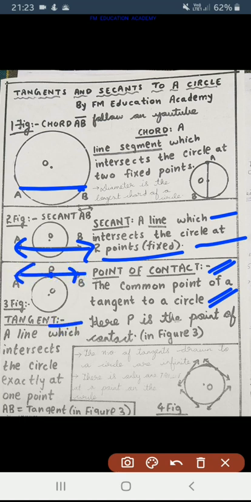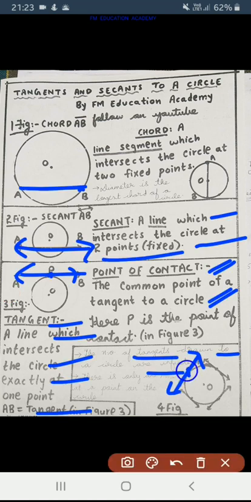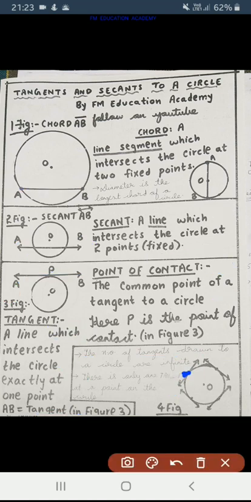Then we have tangent. A line which intersects the circle at exactly one point is called as tangent. Okay, this is called as tangent. Okay, it is intersecting the circle at only one point, and the number of tangents drawn to a circle are many, that is infinite, and there is only one tangent at a point on a circle. That is, if you have only one point, then we have only one tangent. These are the points which you need to remember, which are important.